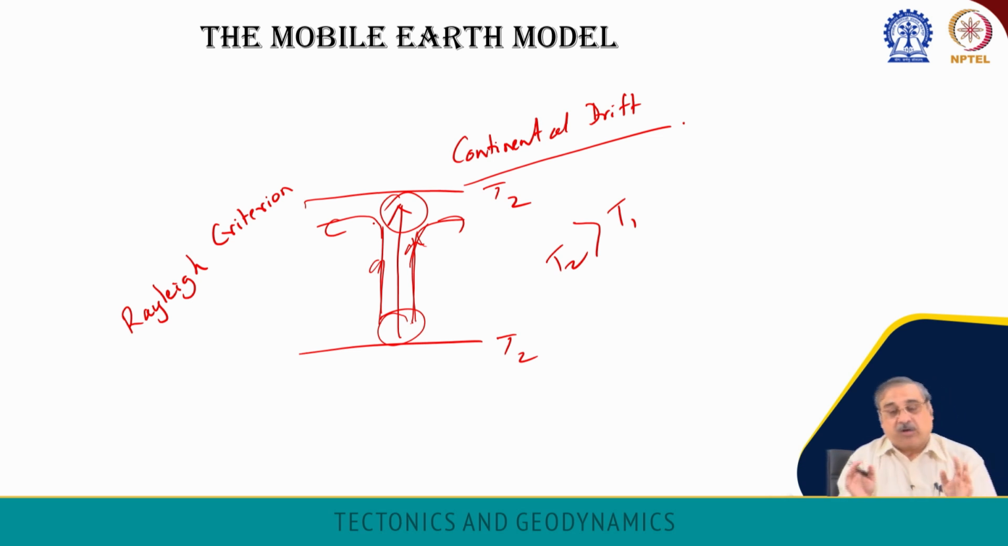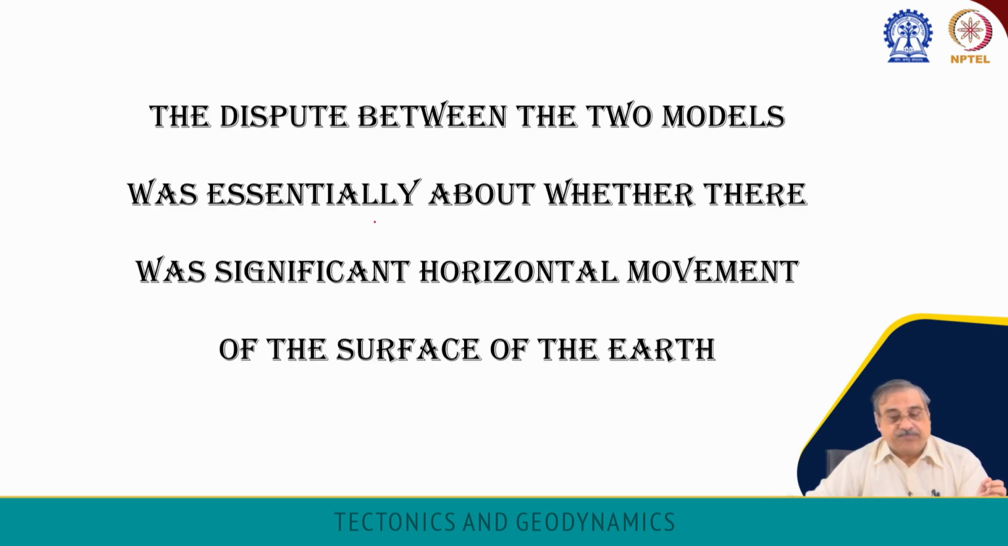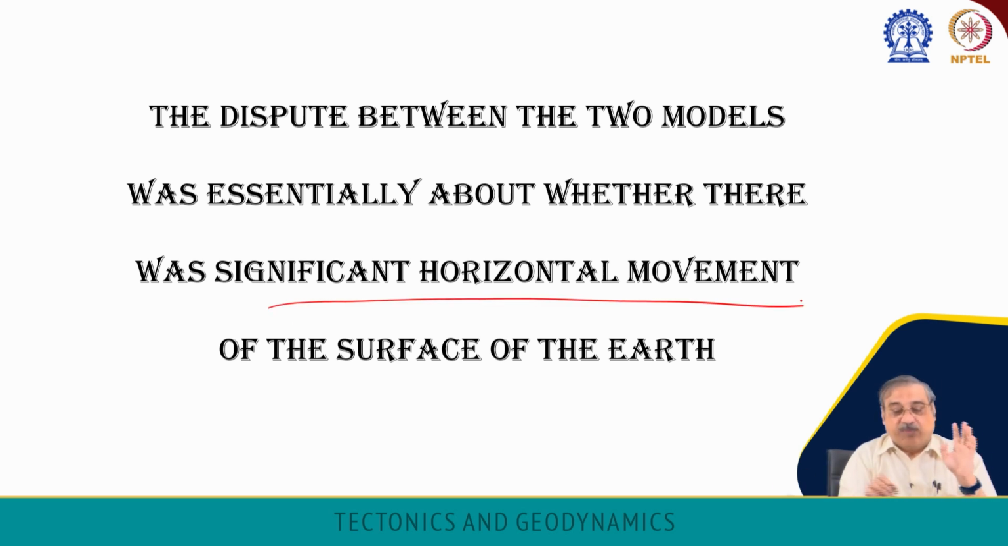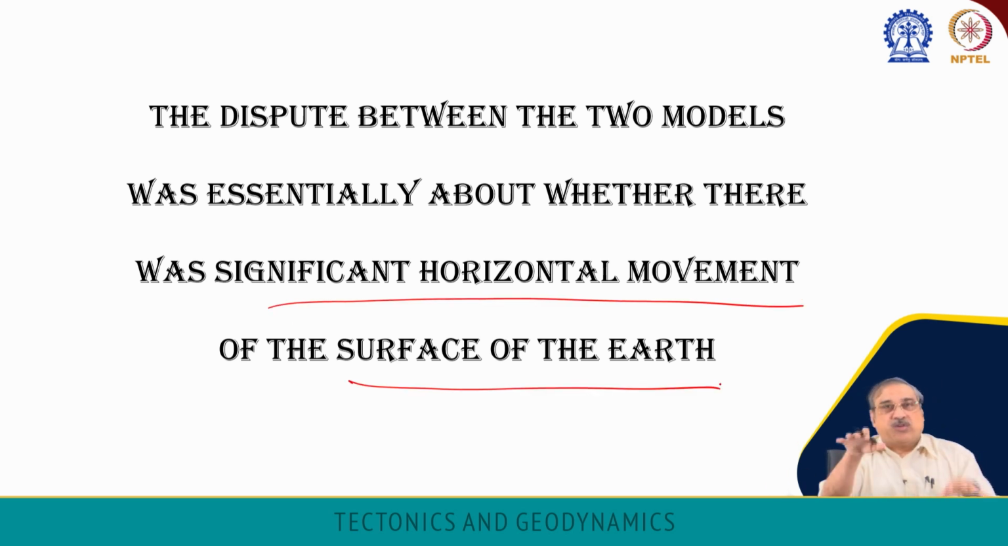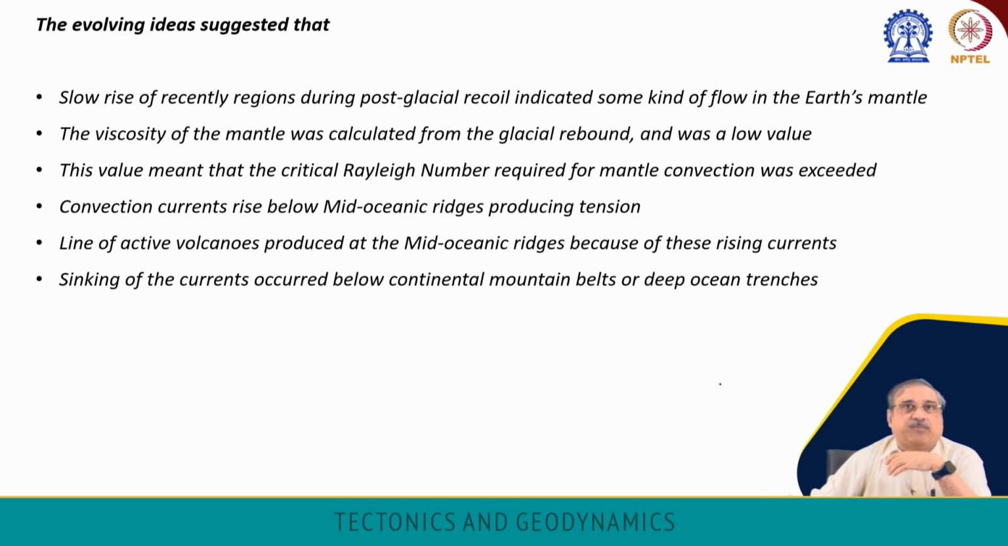So, the mobile Earth model was actually supported by continental drift, which was largely supported by geologists and some geophysicists, and there was the underlying physics concept of convection inside the mantle, which might be responsible for driving what we consider to be continental drift, the horizontal movement on the Earth's surface. So, the dispute was essentially whether there was significant horizontal movement on the surface of the Earth. Was most of the movement largely vertical, or was there significant movement in a horizontal direction? That was really the crux of the problem.